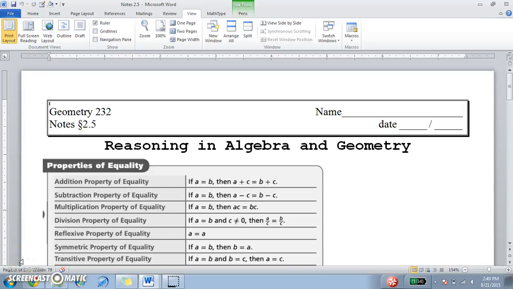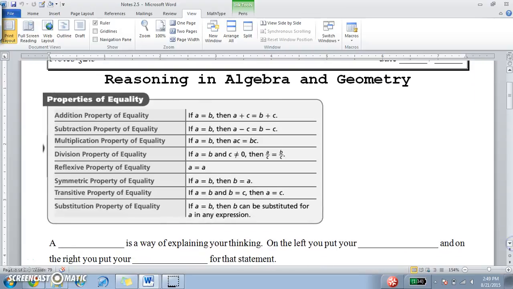This is Geometry, Section 2.5, Reasoning in Algebra and Geometry. So, today we start what are called proofs. Proofs are a big part of geometry. So to start off, we've got some properties.